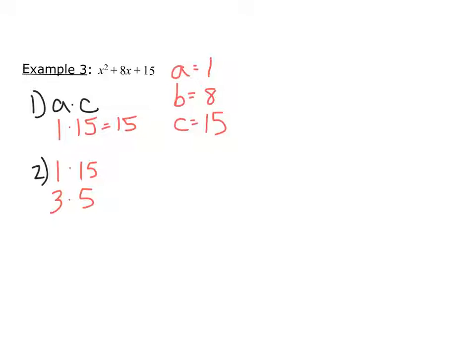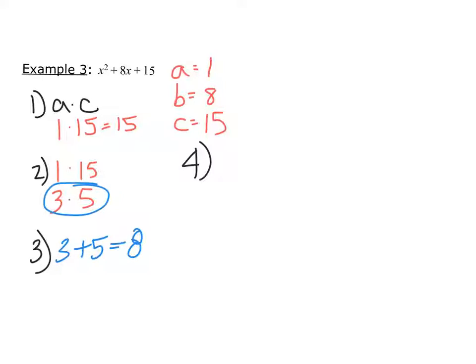All right, so now step 3. Which 2 factors add up to positive 8? 3 and 5. We're going to put A underneath. All right, so step 4, I'm going to write my factors. So I've got x plus 3, x plus 5.